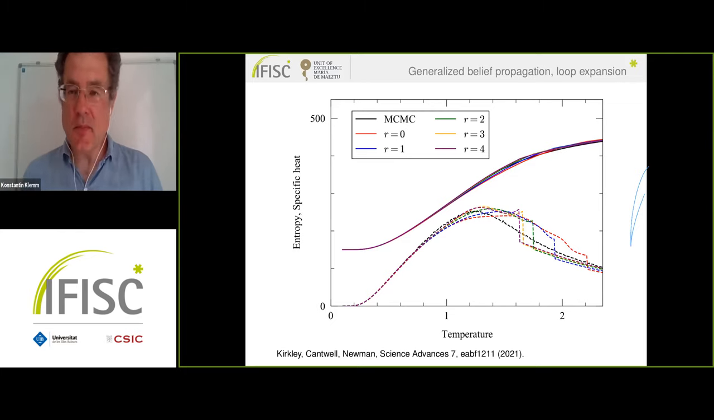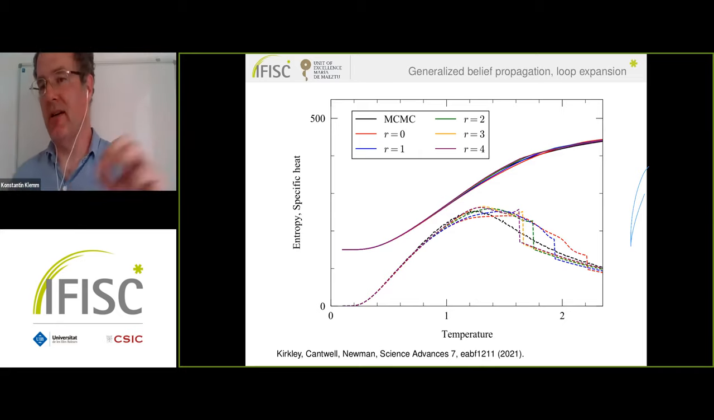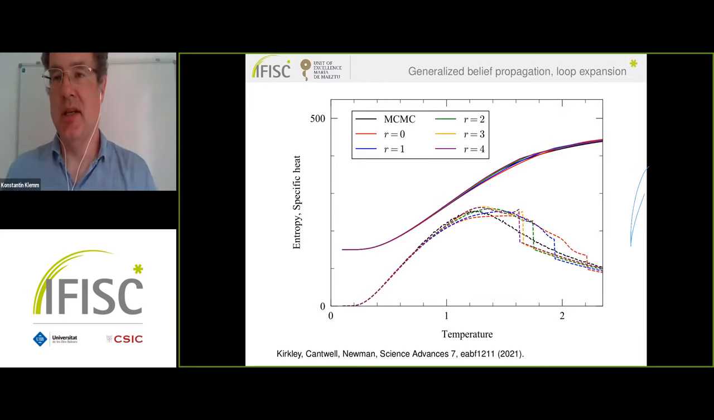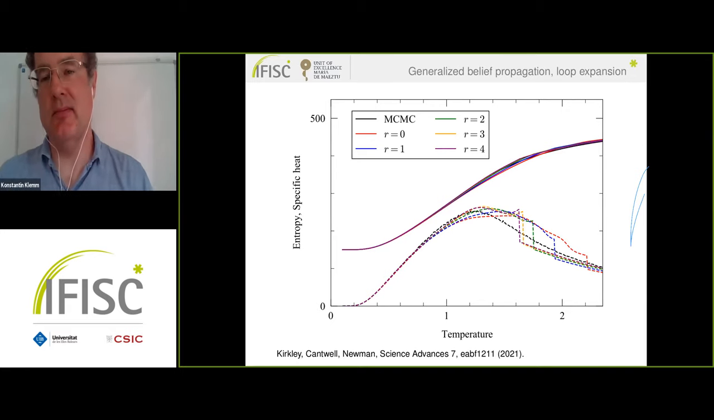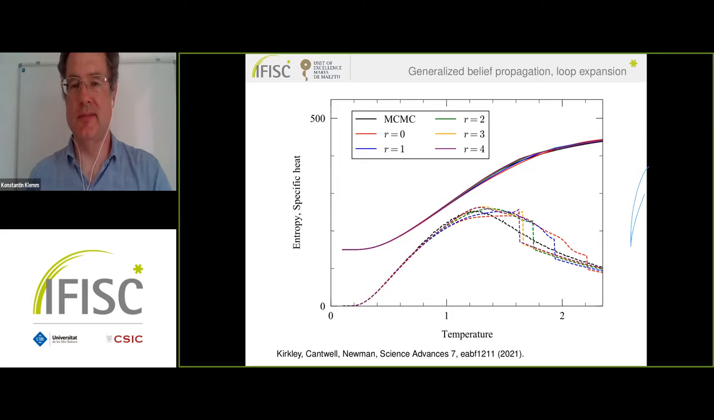Okay, so I came across this. I had also been trying to do belief propagation with proper bookkeeping of which terms actually do arise from some loops, etc. And so this is on the one hand progress, because in principle the curves are closer to the true one the larger R is, but on the other hand this doesn't always converge properly, it seems.